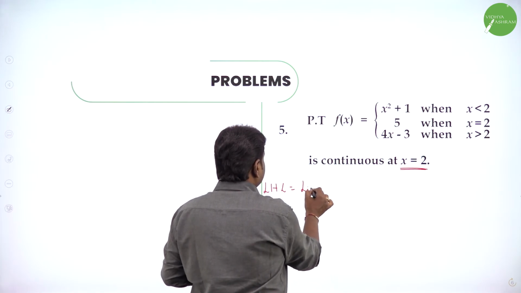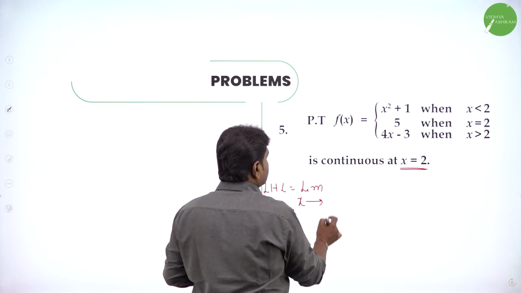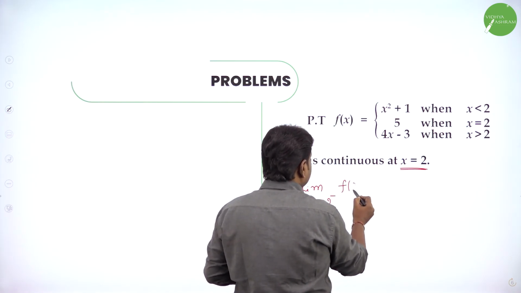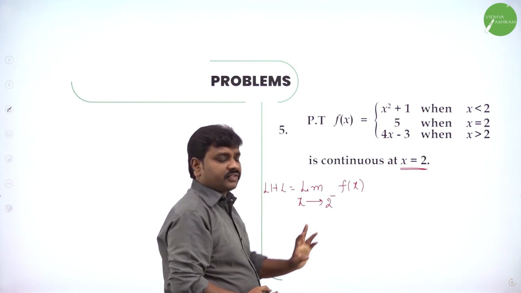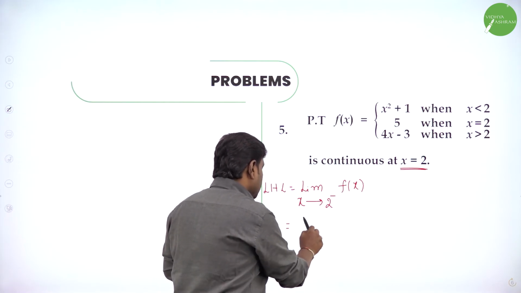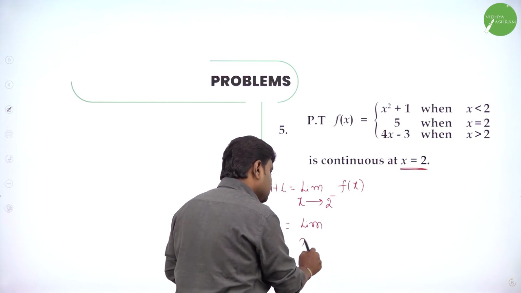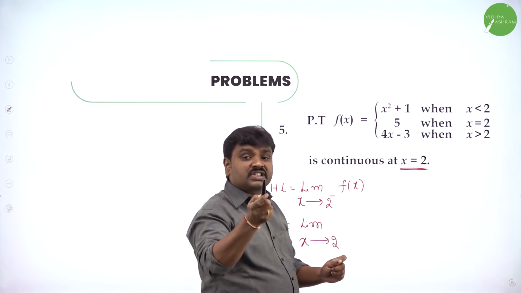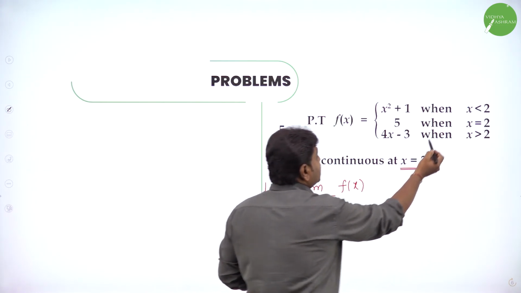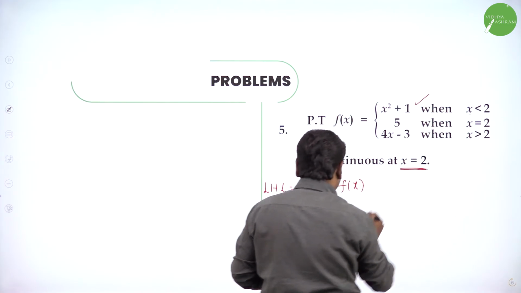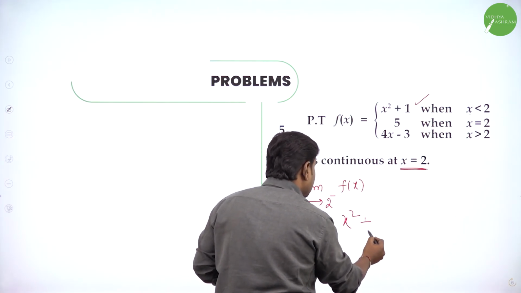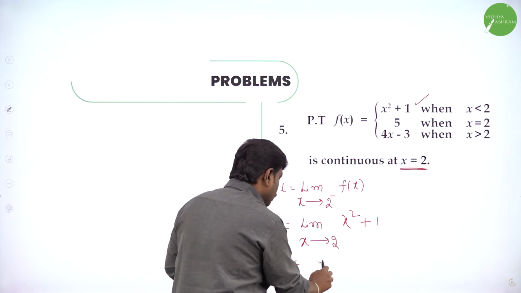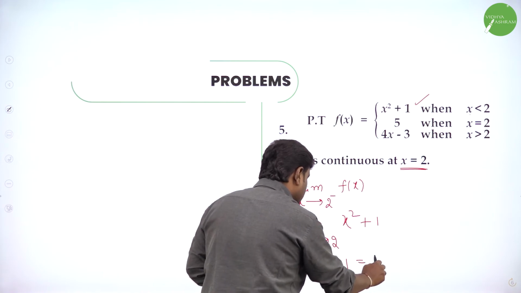What is LHL? The limit as x extends to 2 minus of f of x, since they are talking about continuity at 2. Limit extends to 2 minus is the same as the limit as x extends to 2, where minus means choose the function when x is less than 2. When x is less than 2, what is the function? When x is less than 2, the function is x square plus 1. Now apply the limit. Limit extends to 2 means, in the place of x put 2. If you do that, it will become 2 square plus 1. 2 square plus 1 is what? 5.